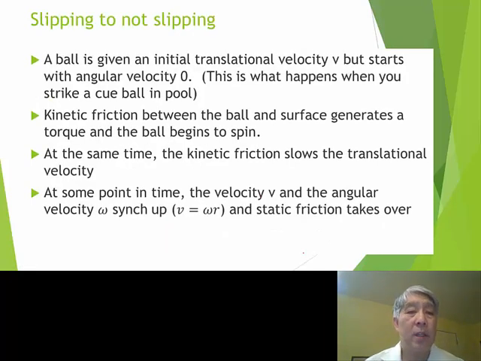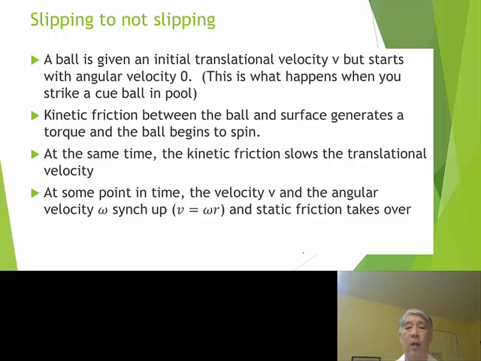Okay, so slipping to non-slipping situations are also a type of rotational. But remember, when I have slipping, I cannot use the bridge equations. So in this example, I have a ball that is given an initial translational velocity v, but let's say it starts with an angular velocity 0. So velocity is not going to equal omega r, because omega is 0 and v is not. Kinetic friction between the ball and the surface generates a torque, and so the ball will have an angular acceleration. The ball will begin to spin up. At the same time, the kinetic friction will slow the translational velocity.